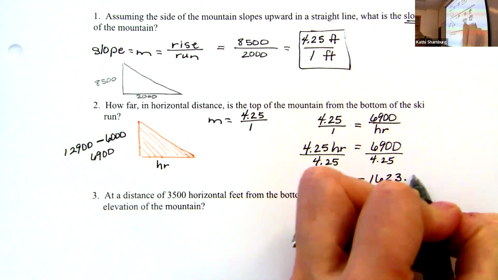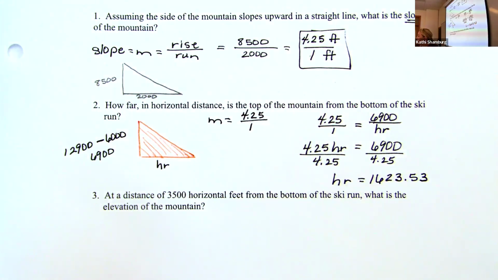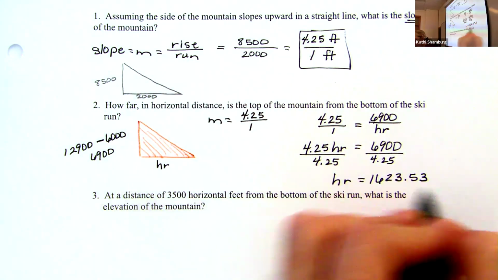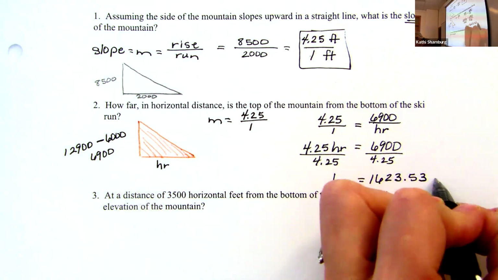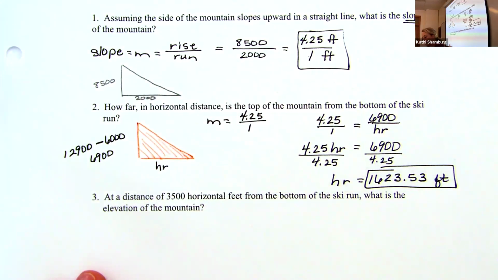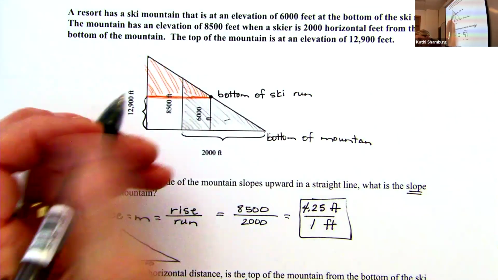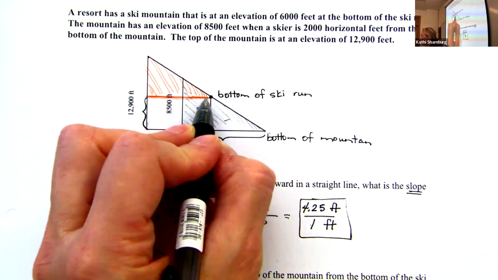$1,623.53. And what are we talking about here? The distance is measured in feet. So this right here is what we have found, this distance from here to here.